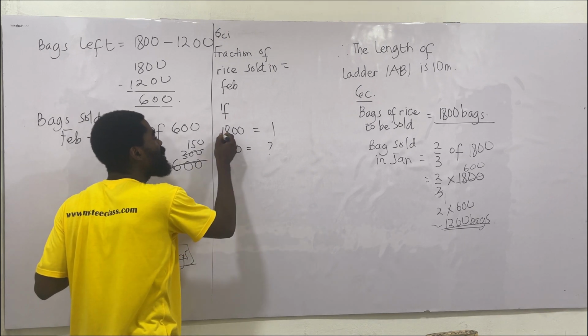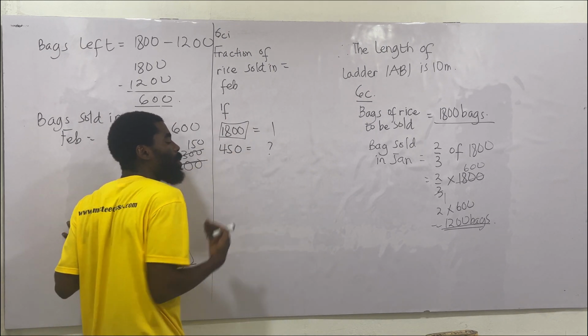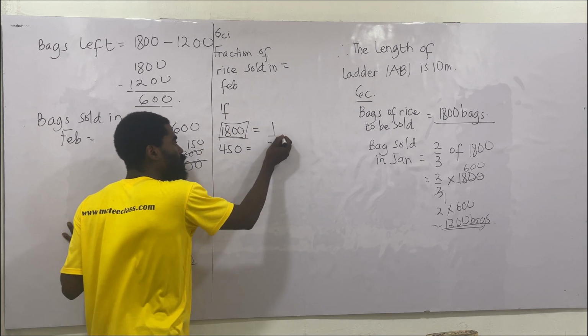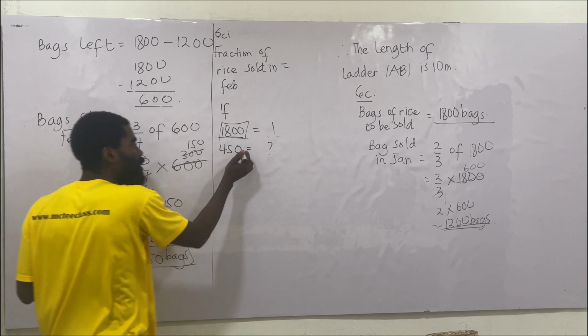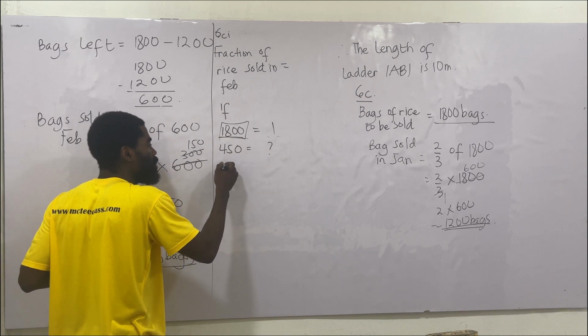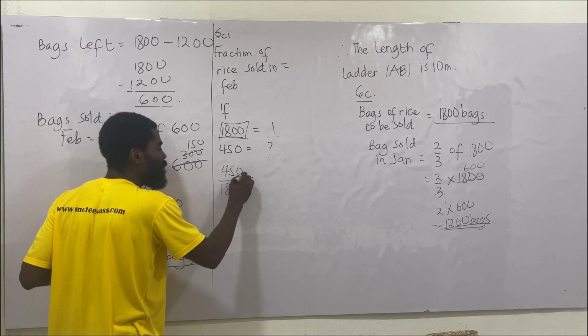So I'm saying that since this is a total, we are doing fraction, then total goes with total. Total corresponds with total. Hence, total fraction equals 1. If total fraction is equal to 1, then 450's fraction, what is that? Then we calculate. So this gives me 450 over 1,800 times what?